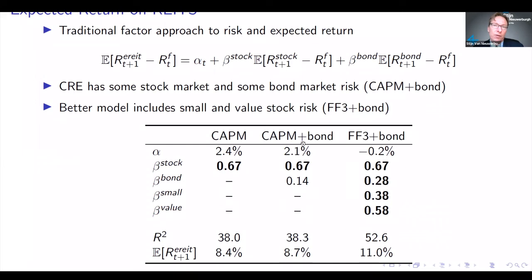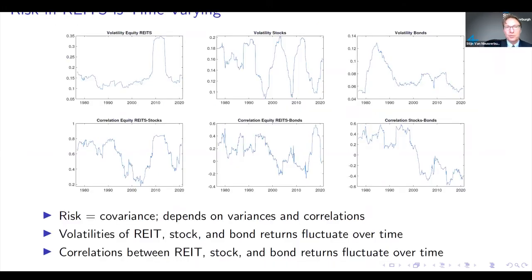Now, this model so far assumes that the risk exposure of REITs to stocks and bonds is constant over time. It turns out that that's not a good assumption because the risk is actually time varying. So in an effort to measure that time variation in risk, I'm going to allow these betas to be time varying. Betas are basically a product of volatilities and correlations. So let's quickly look at the volatilities here. We see that equity REIT volatility, measured using 5-year rolling windows, is around 15-16% per year, but then jumps up in the great financial crisis before coming back down.